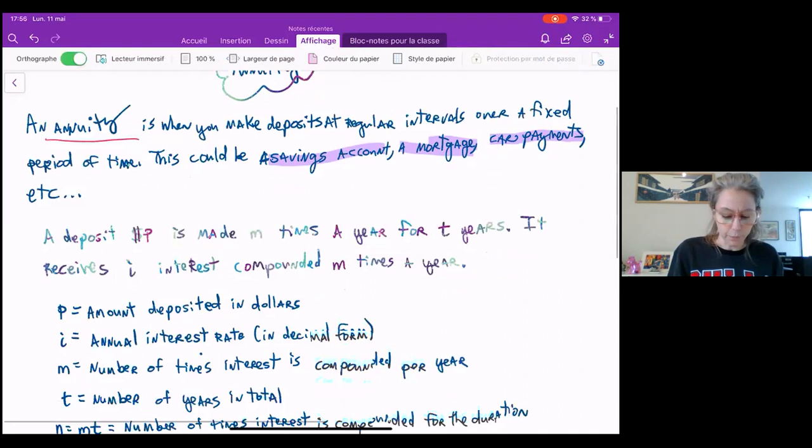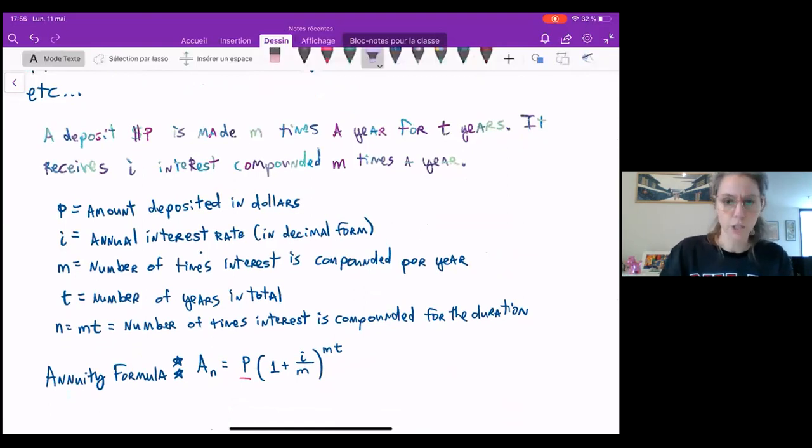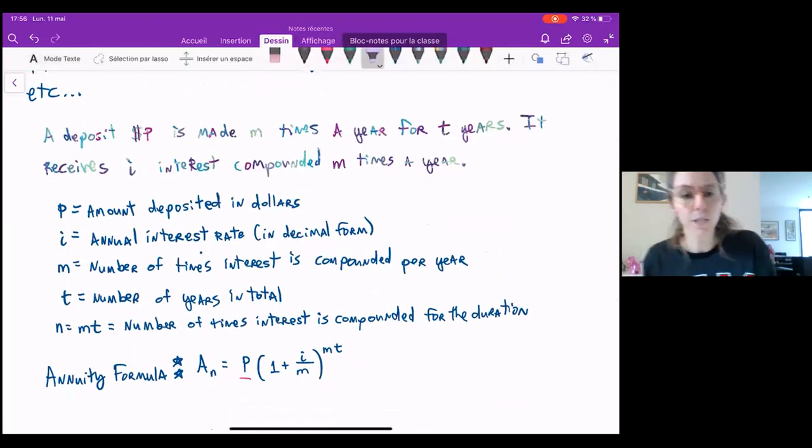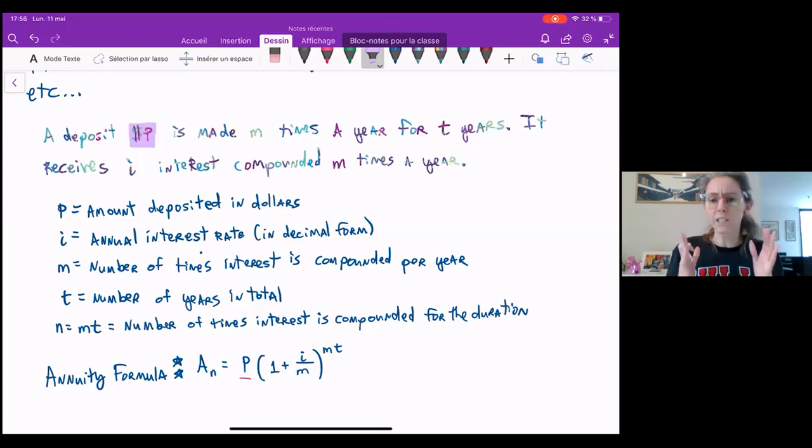So the first thing is, here we have a deposit of P dollars made M times a year for T years, and it receives I% interest compounded M times a year. We're going to first use this to come up with some variables. The first thing we have here is P dollars. That's the fixed deposit amount that I'm making, and I'm doing it M times a year. So maybe I'm going to deposit once a year, maybe I'm going to deposit once a week actually. But in any case, I'm doing it at fixed intervals.